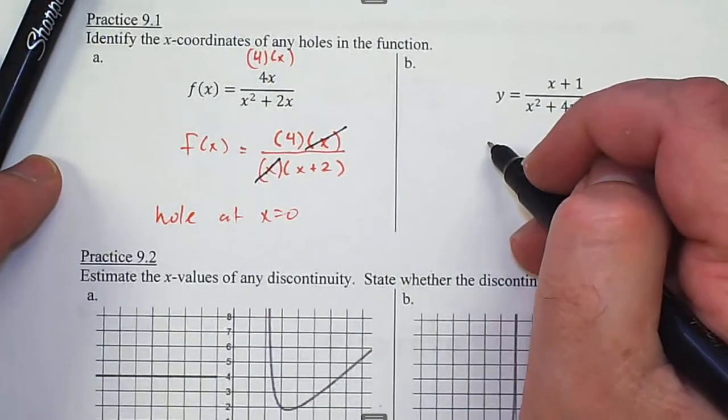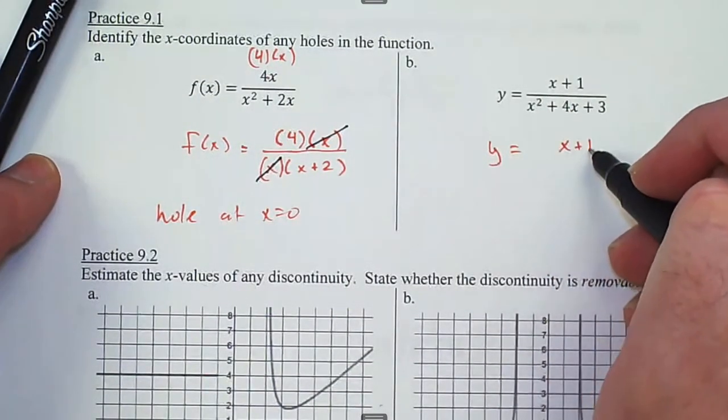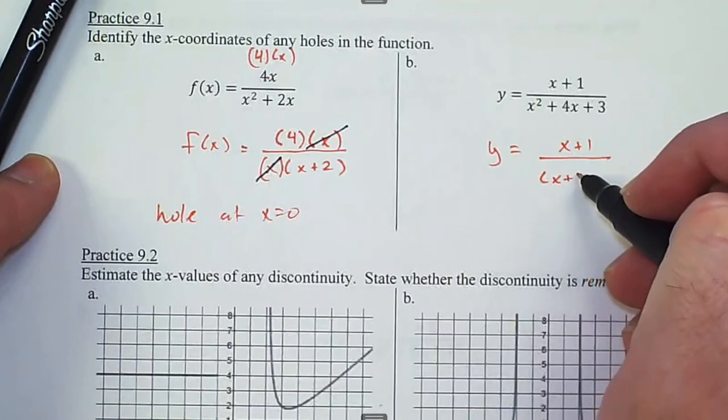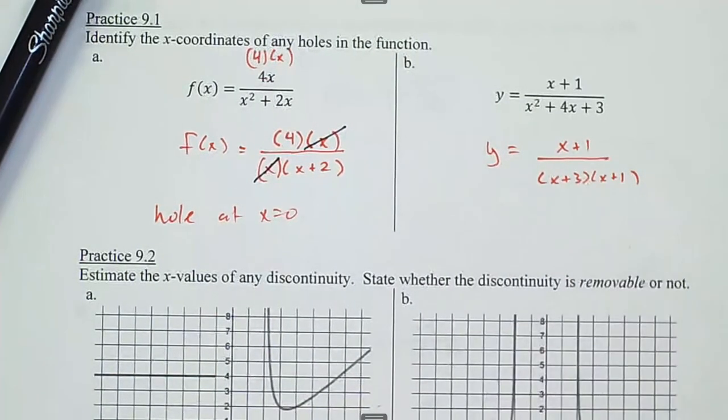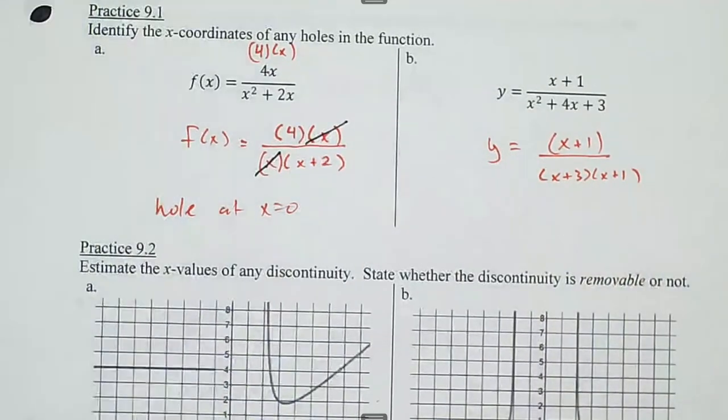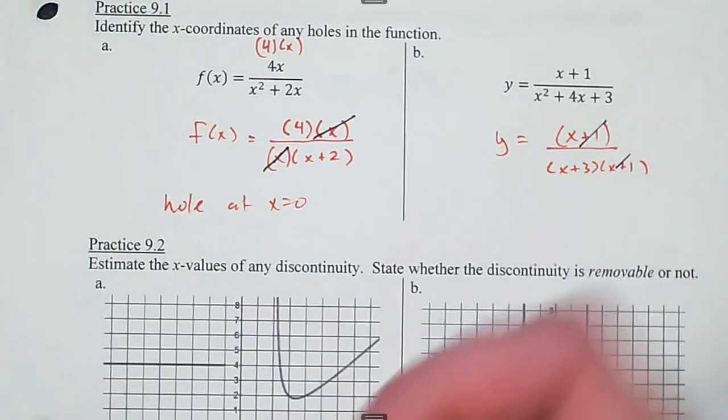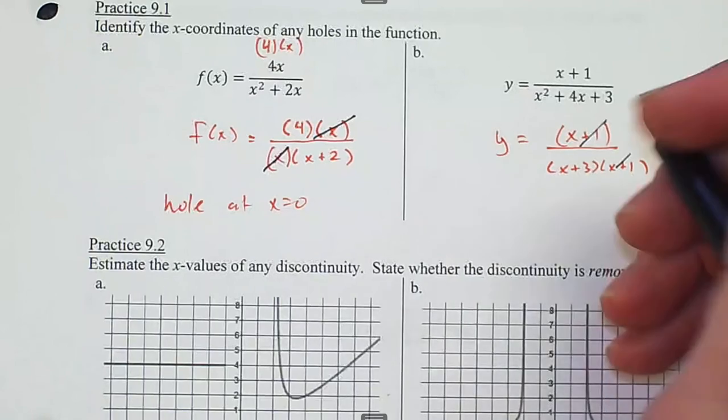Let's try the next one. All right, again, I have an x plus 1 on top. Again, that's one whole factor there. I have an x plus 1 on bottom. They reduce out. And we must have a hole at x equals negative 1.